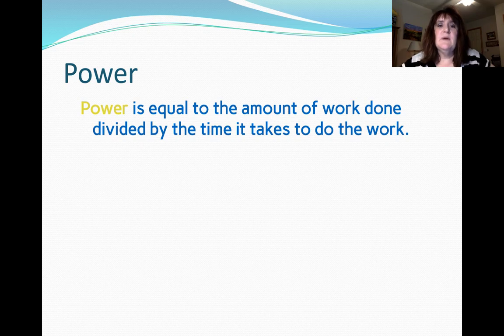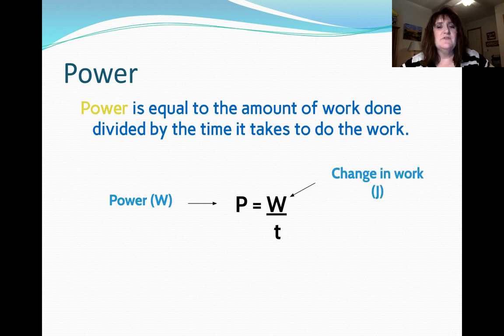Power is equal to the amount of work done divided by the time it takes to do the work. So power is work divided by time. Again, on your formula sheet, add a box for power. P is power measured in watts. Be very careful with the W's here. W is work measured in joules, and T is time measured in seconds.